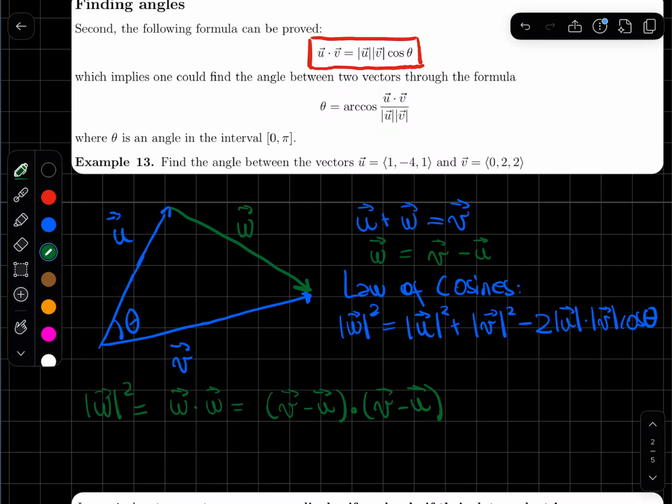And I haven't proved this at all with you, but the dot product does obey the distributive property. So you can do v with v, v with u. So magnitude v squared, because dot product v with v, minus dot product v with u, and then minus dot product u with v, plus magnitude u squared, like so.